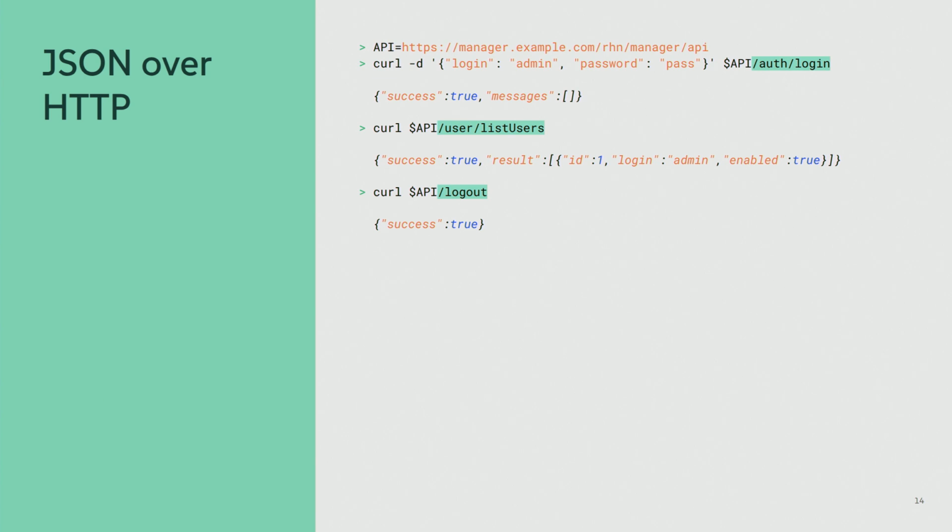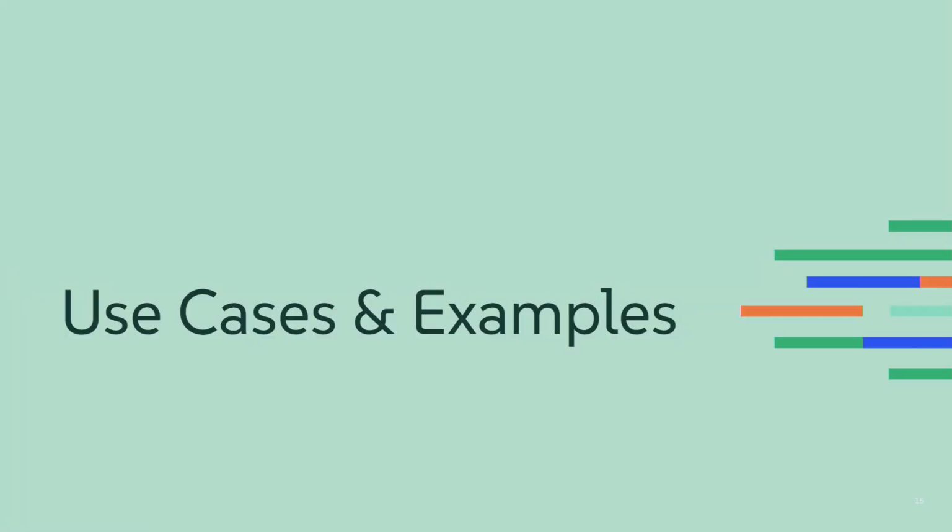Here, the operations are exactly the same as the previous one. First, I'm logging in and sending a JSON payload to the login function with my credentials. And then I'm calling the user/list_users method, and I get a JSON response for the list of users, which is only one here. And finally, I'm logging out again. So this is how we interface with the API.